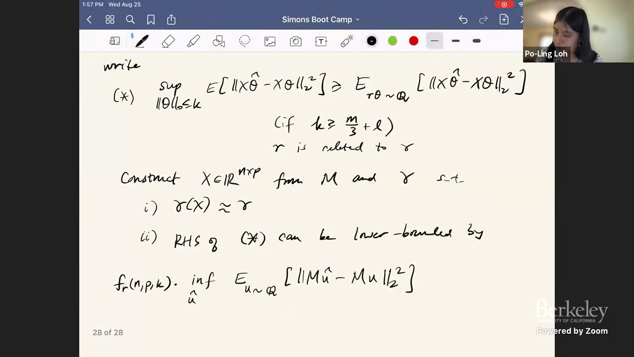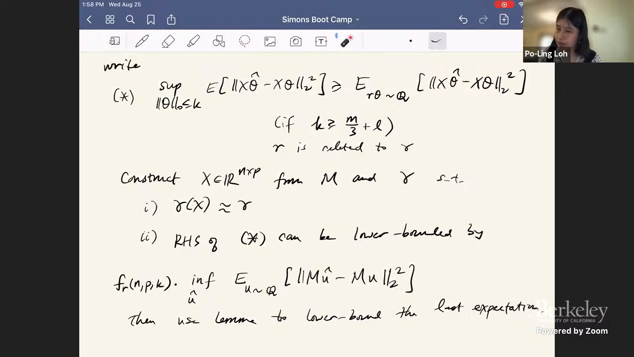So then use the lemma to lower bound the last expectation. Okay, and if you're curious, we were looking for a bound that was of the form k times log p over n. So that's coming out of this part. We were also expecting a gamma squared to show up in the denominator. Well, in some sense, r times theta corresponds to u. And so what comes out of all of this is an extra factor of 1 over r squared. And that 1 over r squared roughly is what gives you the 1 over gamma squared.